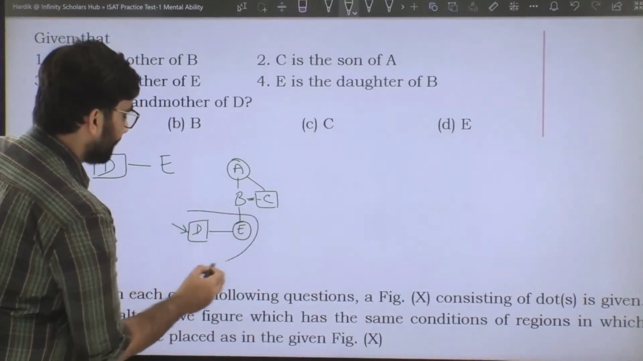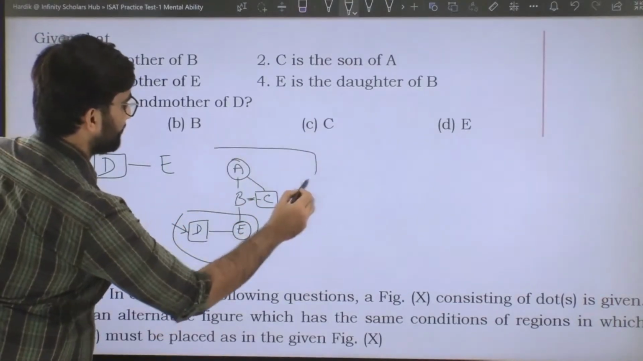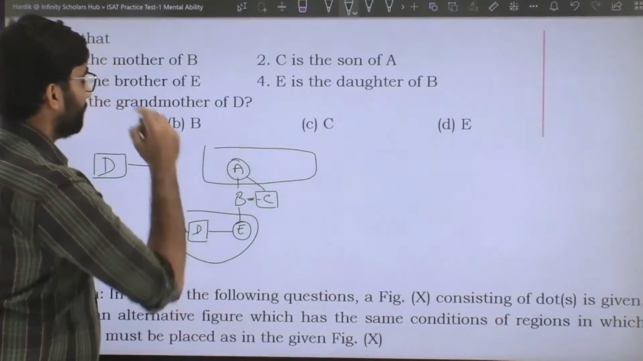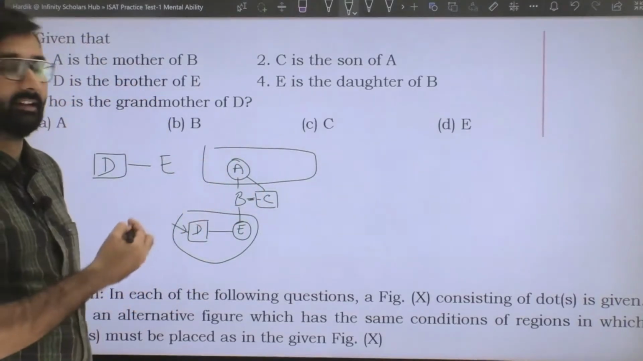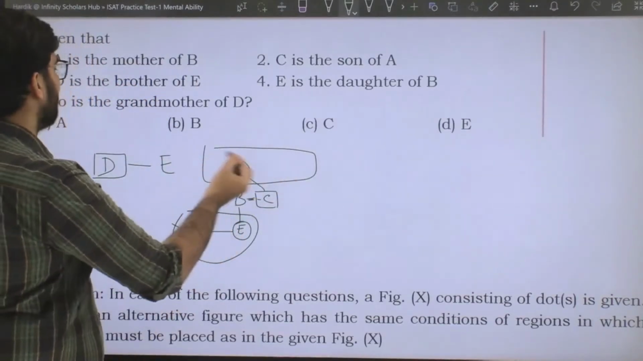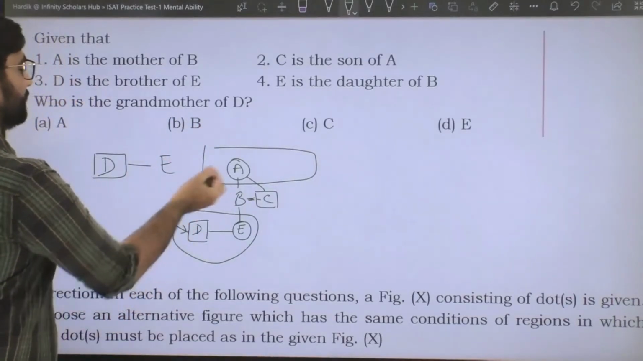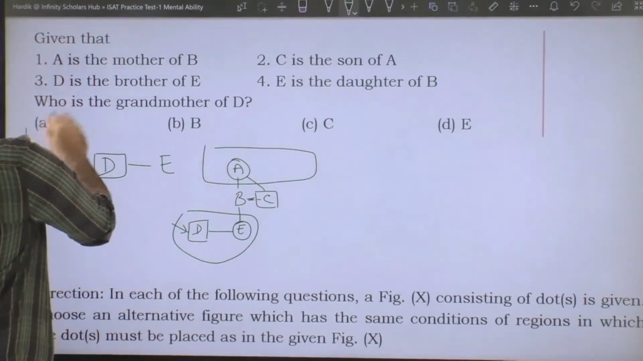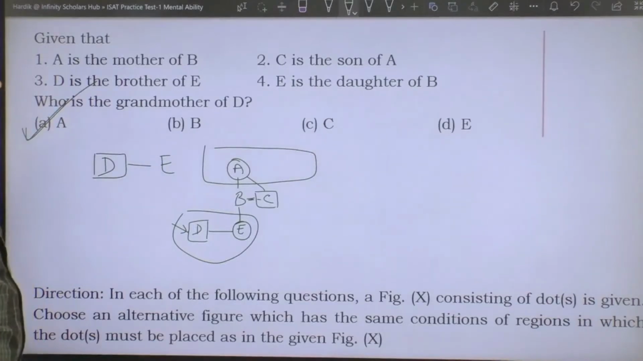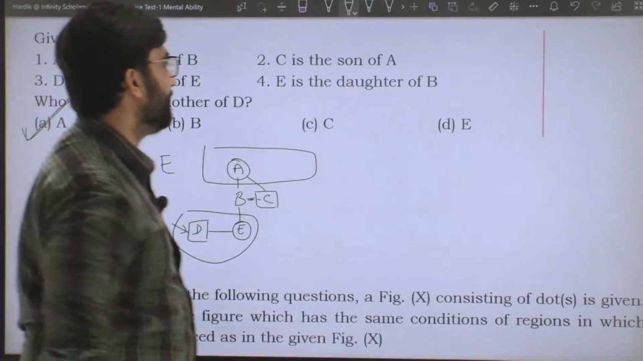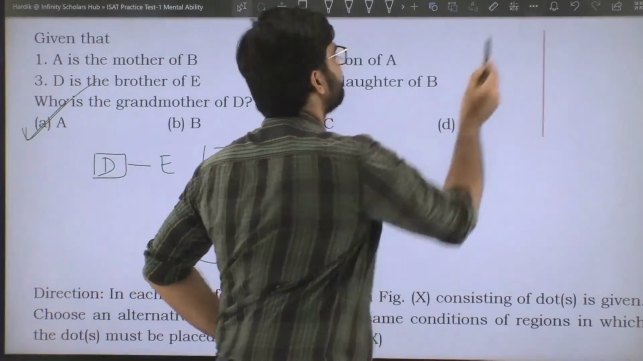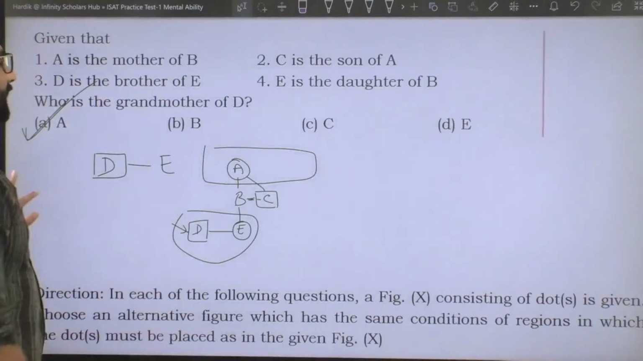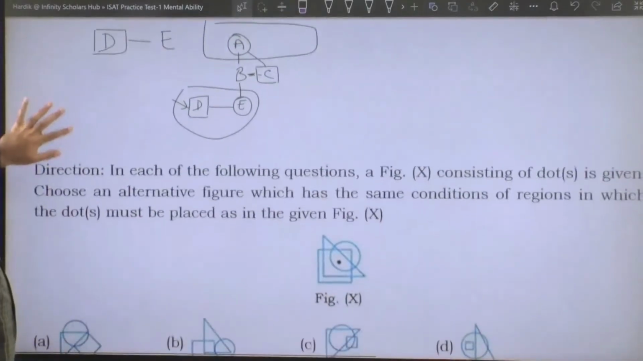So for this generation, or you can say for that row, this row is what? The row where the grandfather and grandmother will be, right? So the grandmother of D is A. So option A is the correct answer. So A is the grandmother of D. When you make this chart, this question becomes very easy.